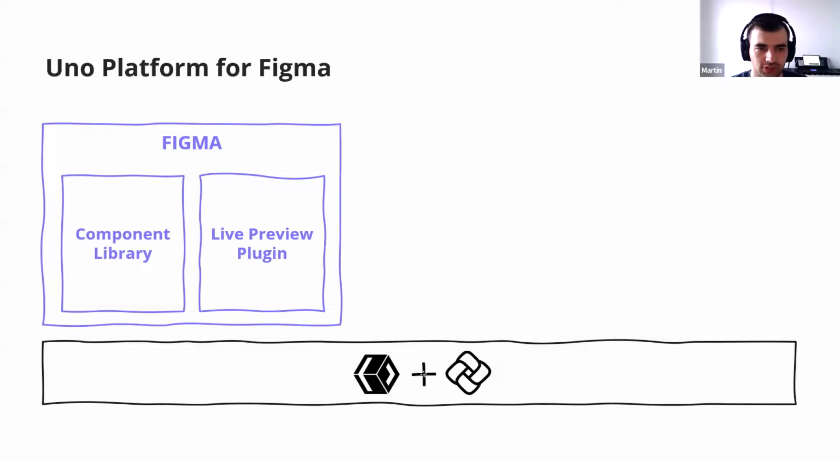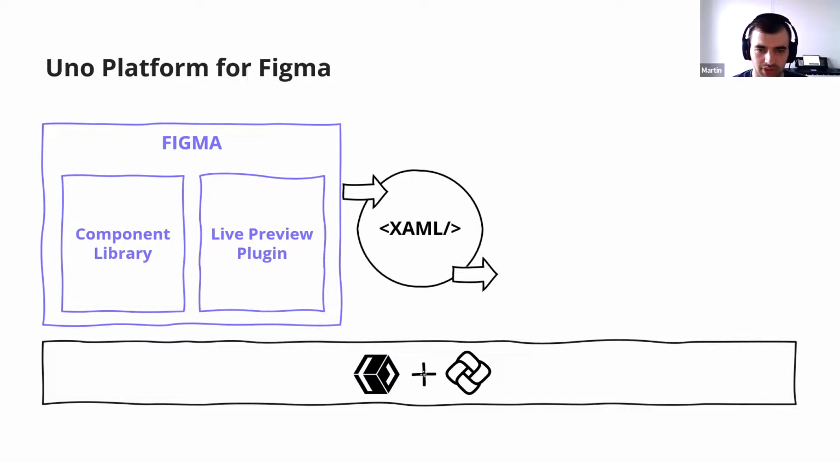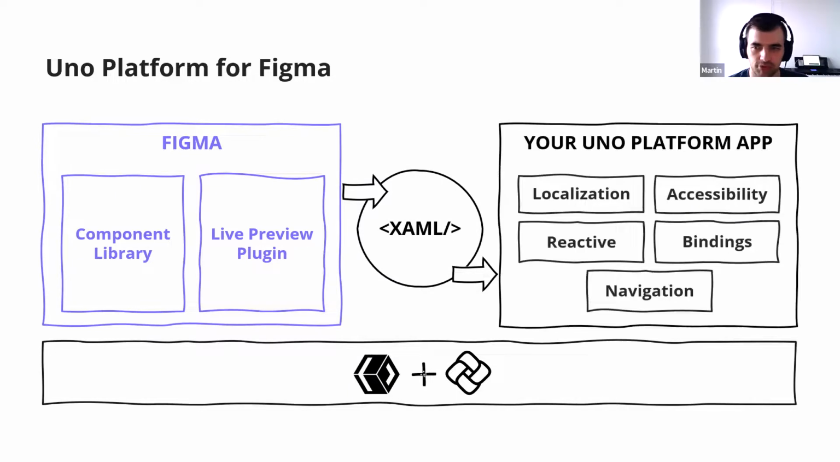So it consists of two components. The first one is a library of UI controls that you know from Uno Platform, so buttons, radio buttons, combo boxes, and so on. And there is a Live Preview plugin that can then take the design that you created in Figma and convert it into XAML. So as a result, you get XAML code that you can then put into your Uno Platform application and make it just work without having to write the code yourself.